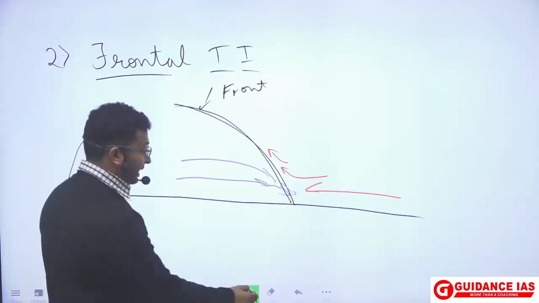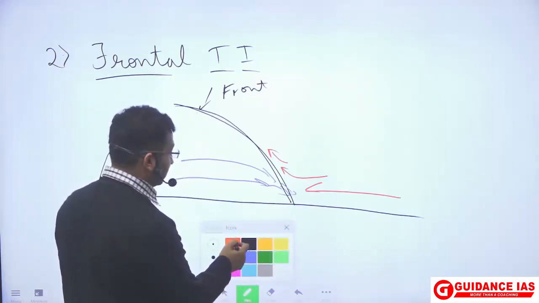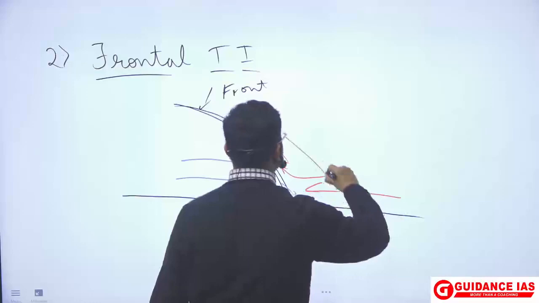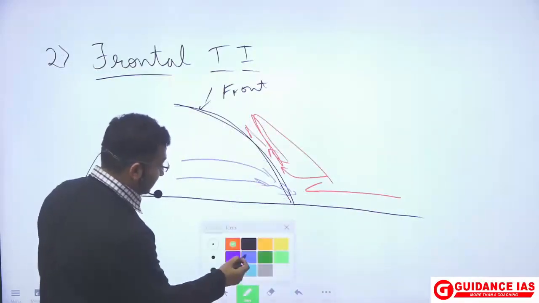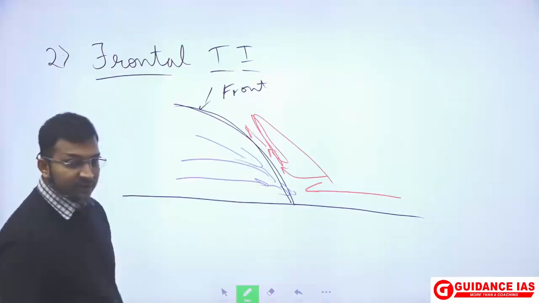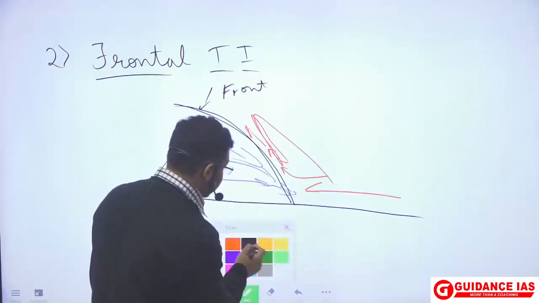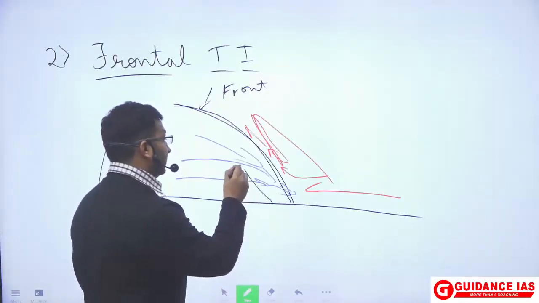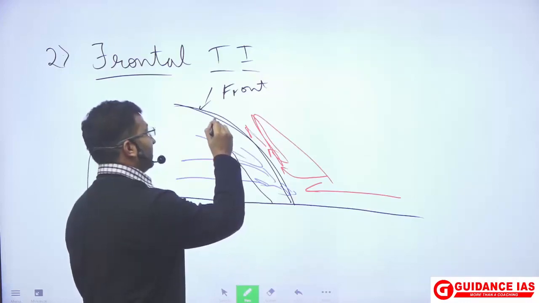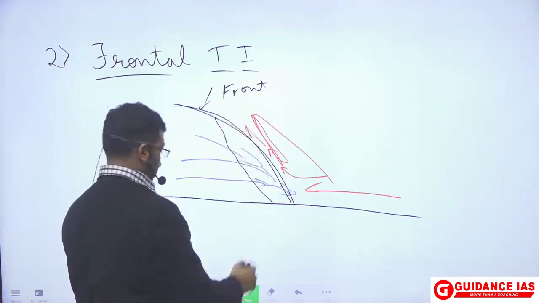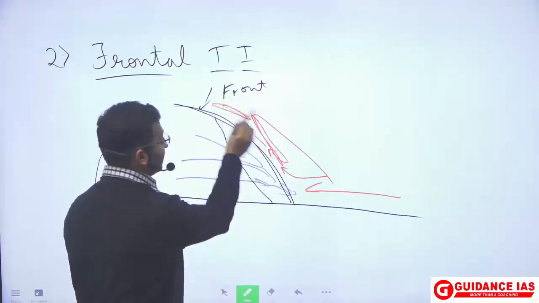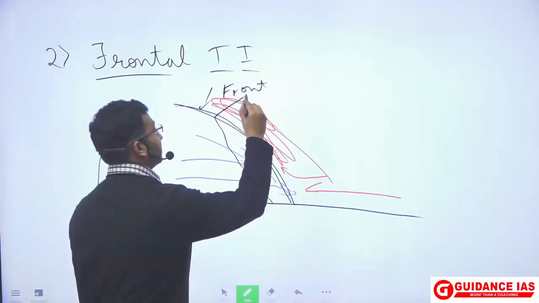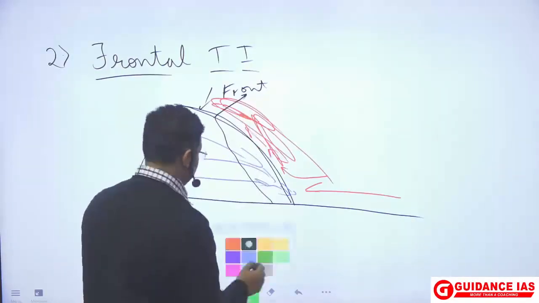Now, as this front is formed, there is warm air mass present in this particular region. There is cold air mass present in this region. You'll find that as you're moving higher in altitude, the temperature is decreasing, but at a certain height, a warm air mass is present. As a result, the temperature due to this warm air mass will go on increasing.